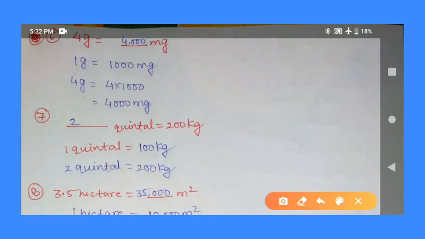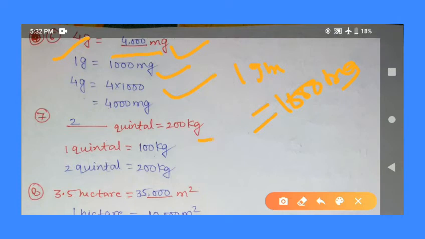Question number 6. 4 gram is equal to dash mg. So 1 gram is equal to 1000 milligram. 4 gram is equal to 4000 milligram. So answer will be 4000. Okay, here we can write 4000 milligram.